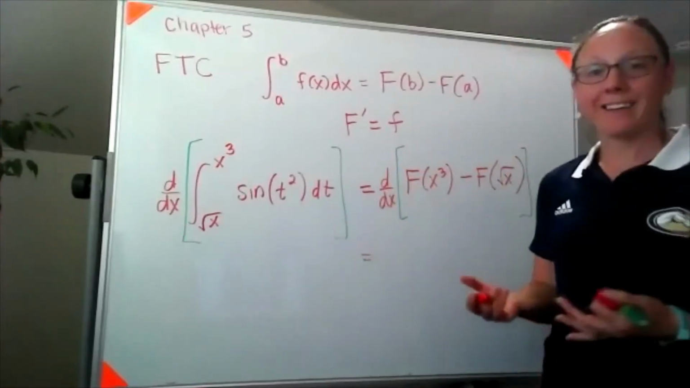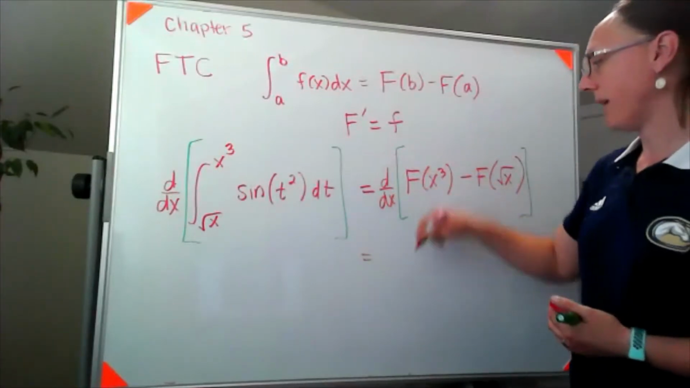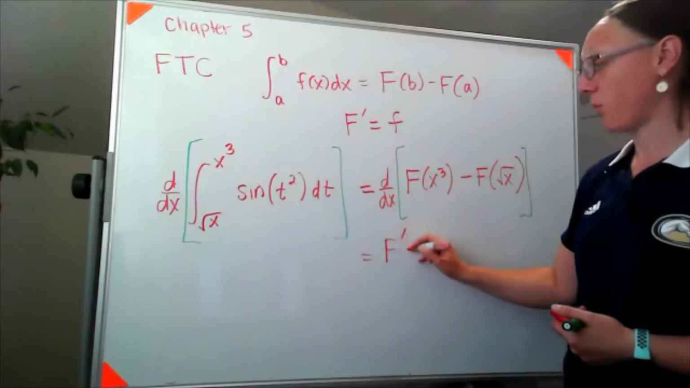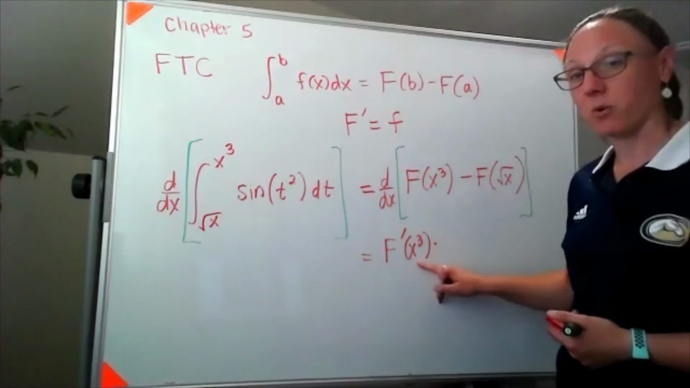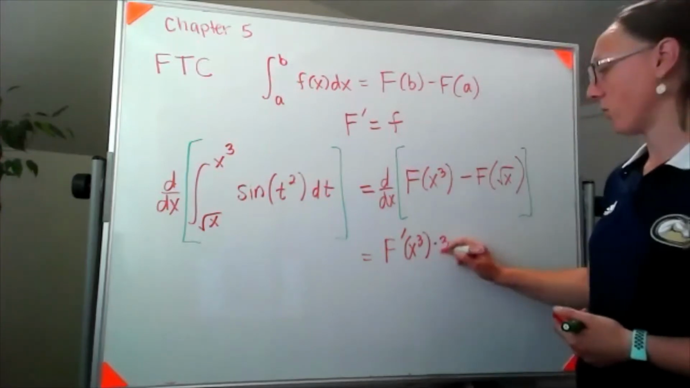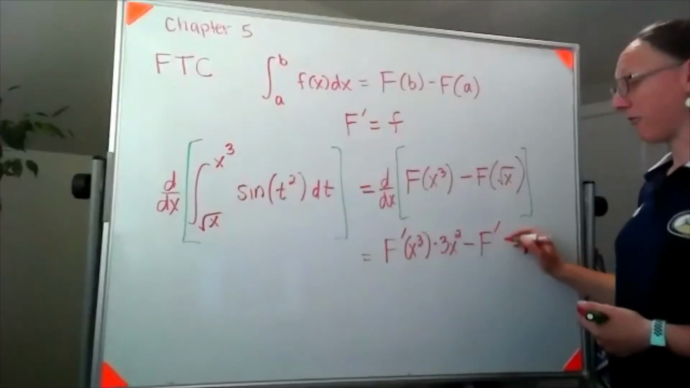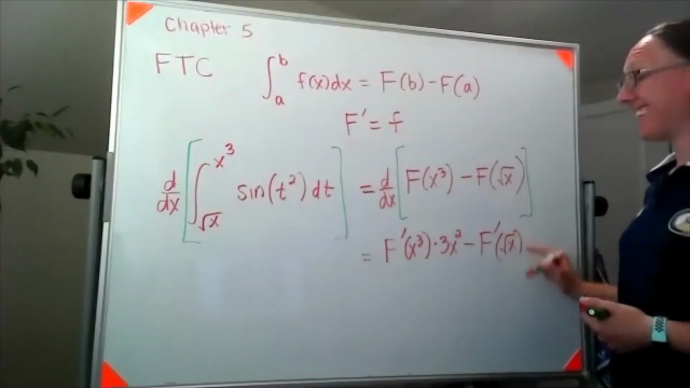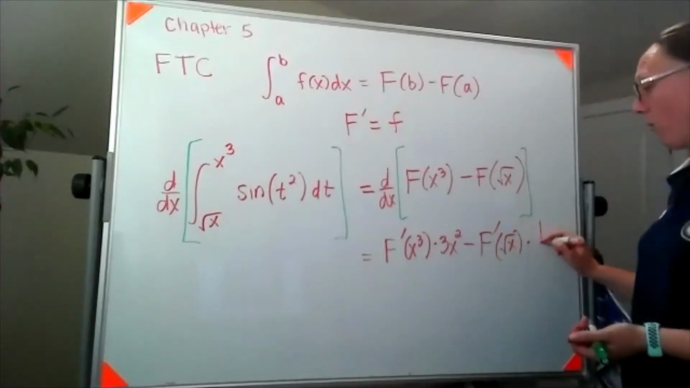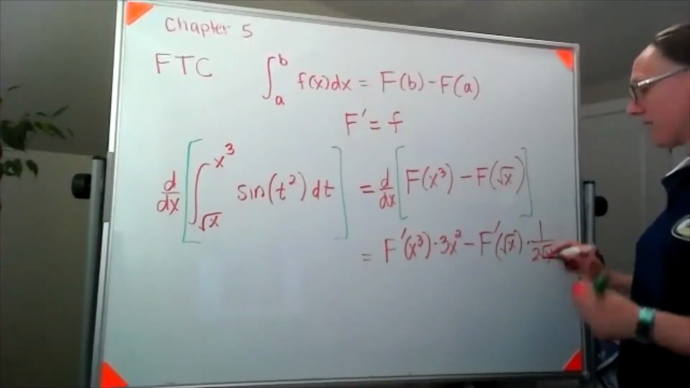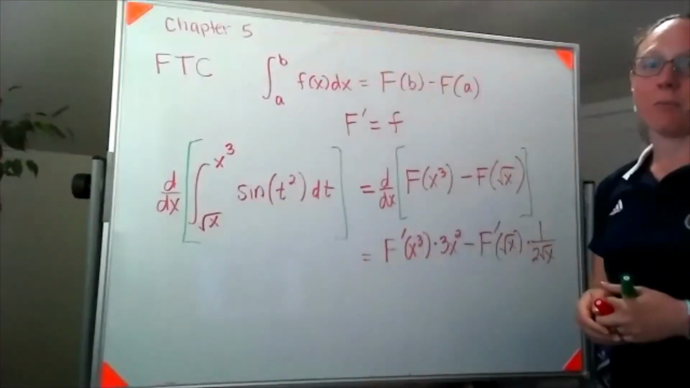So now applying the chain rule, I'm taking the derivative of big F, so I would get big F prime of x cubed times, chain rule says I should multiply by the derivative of x cubed, or 3x squared, minus big F prime of the square root of x, times, chain rule says I should multiply by the derivative of the square root of x, or 1 over 2 root x. That's applying the first part of the fundamental theorem of calculus.